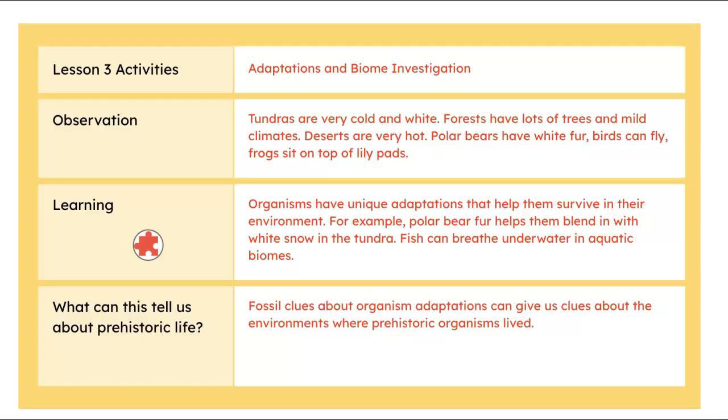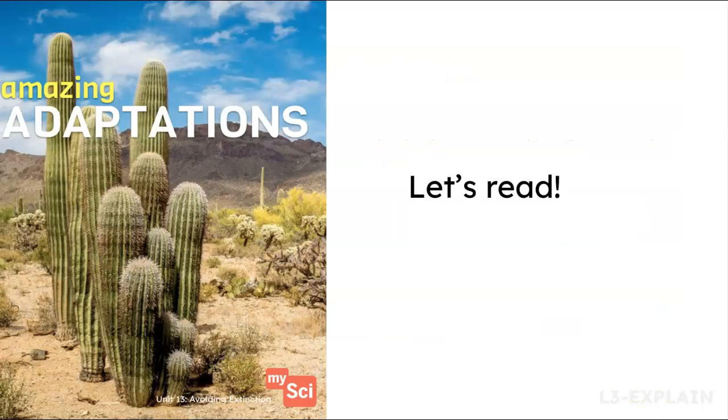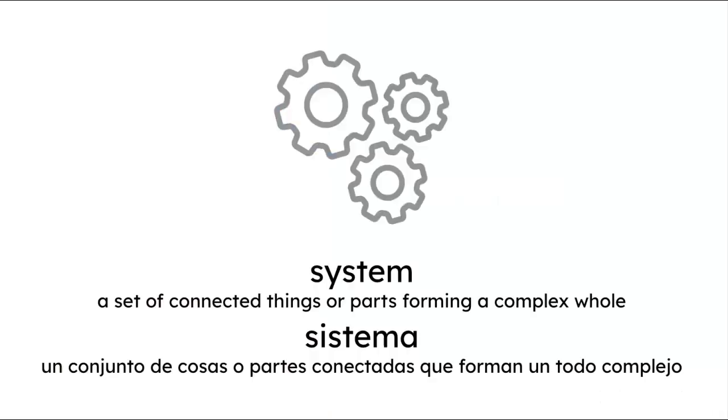By the end of the discussion, students should understand that fossil clues about organism adaptations can give us clues about the environments where prehistoric organisms lived. You'll also have students partner read MySci, Amazing Adaptations, to gather more evidence of plant and animal adaptations. After reading, you can post the System vocabulary card.